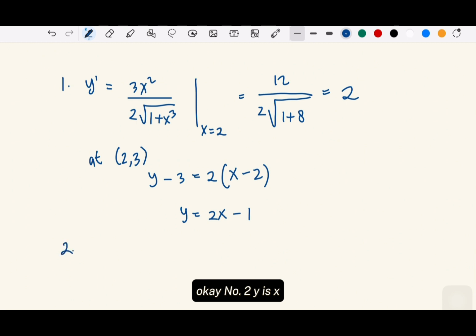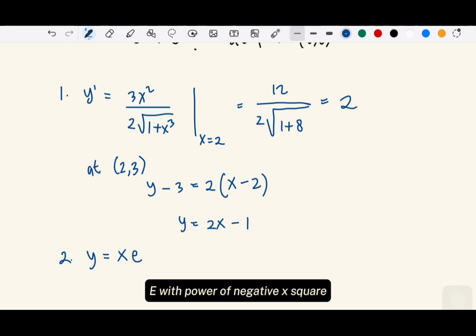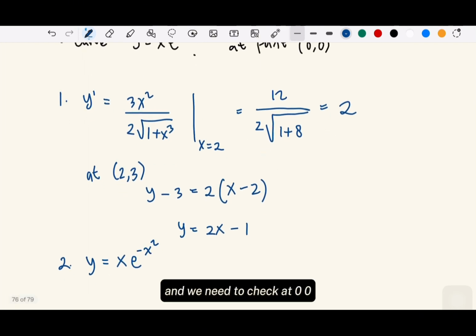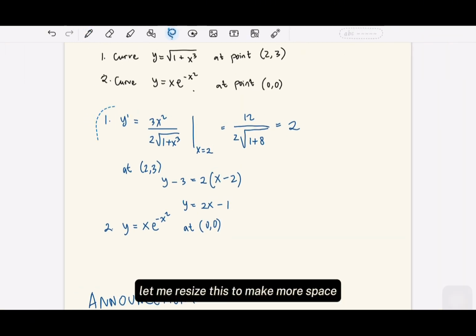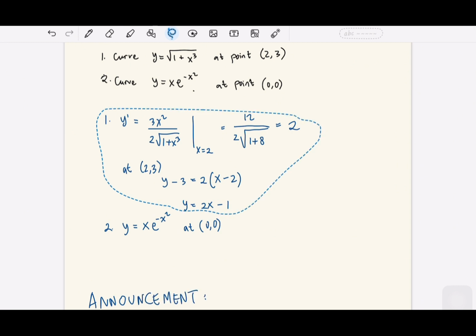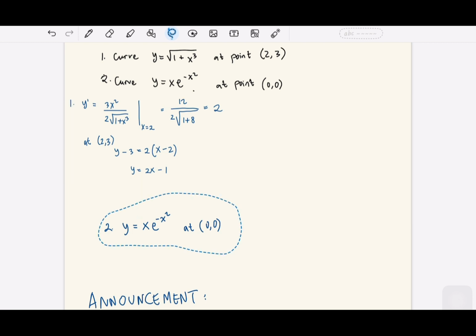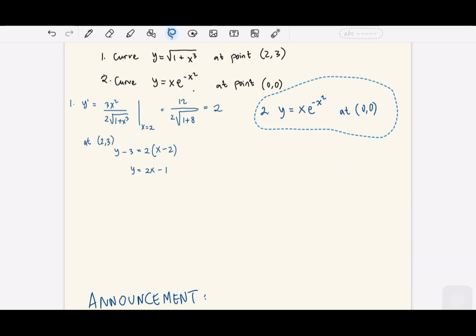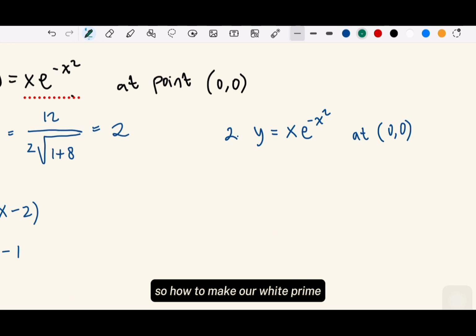Okay, number 2, y is x e to the power of negative x squared, and we need to check at 0, 0. So what happens with this question is, first, let me resize this to make more space. Okay, I think we have more space now. So how do we find our y prime?